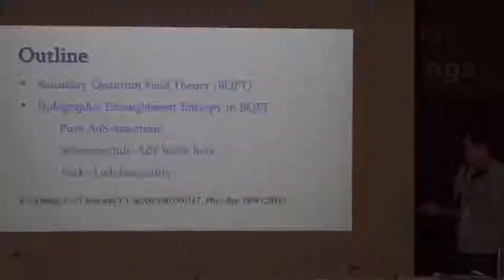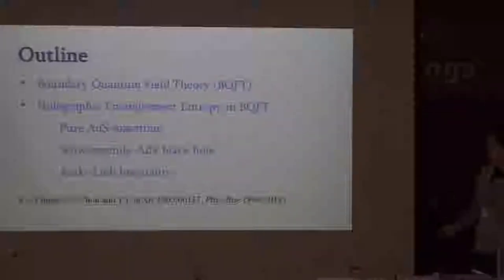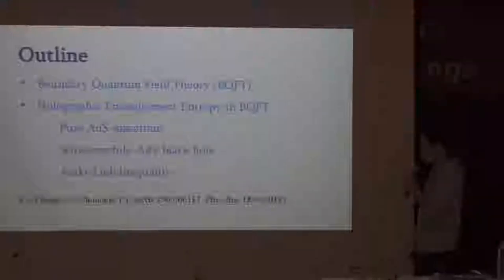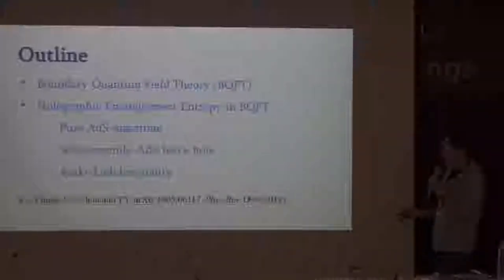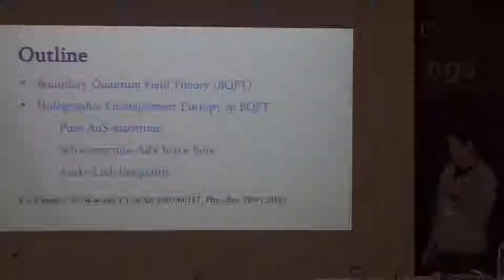At the beginning, I will give a very brief introduction to what boundary quantum field theory is. After that, I will discuss the holographic entanglement entropy in this boundary quantum field theory. I will discuss two cases. The first one is the QAdS spacetime. Then we go to the black hole, the AdS black hole. And last, we will discuss the hierarchy, the inequality of that.